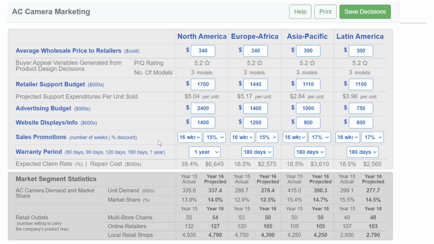And as you can see, here are your 4 regions that we're working with. We have price, model, and the budgets. And down there, market segment stats, giving you an overall idea of what your demand is and projected demand is, and projected market share, and number of multi-store chains, online retailers, local retail shops, etc. So those are your projected figures. That's not necessarily what you're going to achieve. Competitor decisions could change that.